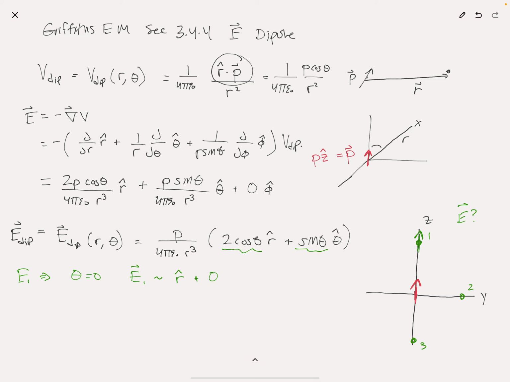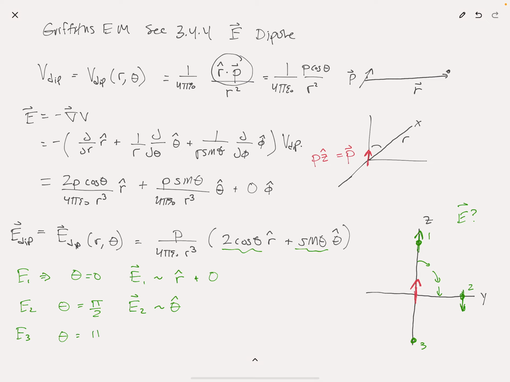What about point 2? Theta here is now pi over 2. We see that the pi over 2 is going to kill the cosine, so I'm only left with something that's in the theta hat direction. What direction is the theta hat pointing? At every point in our Cartesian coordinates, theta hat points in a different direction, but on the y-axis, theta hat is pointed down in the minus z.